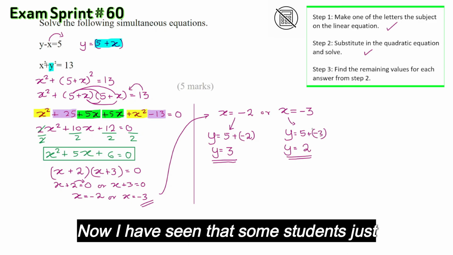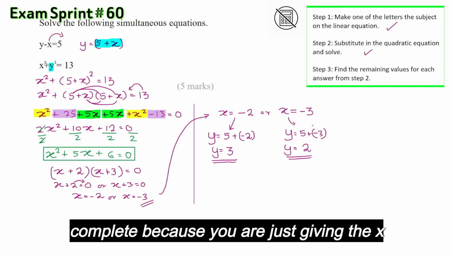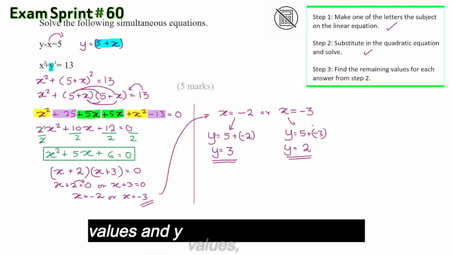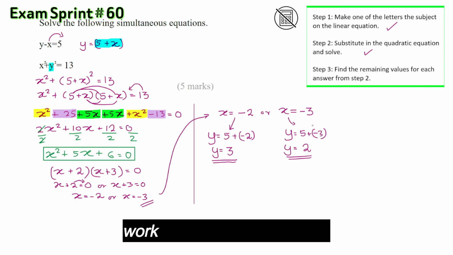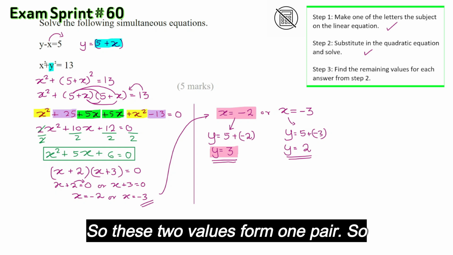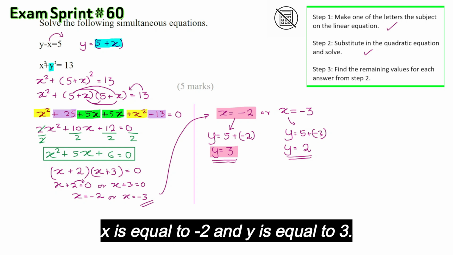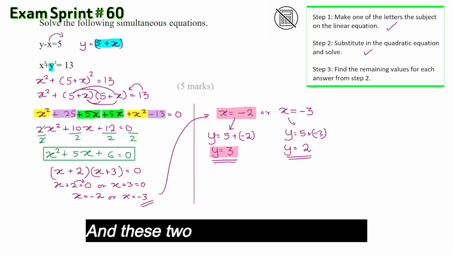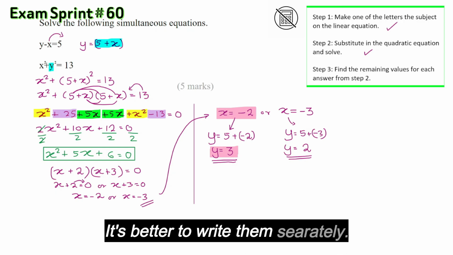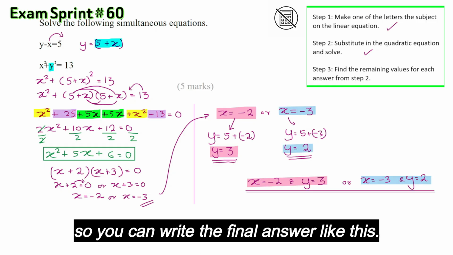Now, I have seen that some students just stop the question here, which is not complete because you are just giving the x values and y values, but they will only work in their particular pairs. So it's a good idea to express that. So these two values form one pair. So x is equal to negative 2 and y is equal to 3. And these two values form the second pair. It's better to write them separately. So let's do this. So you can write the final answer like this.